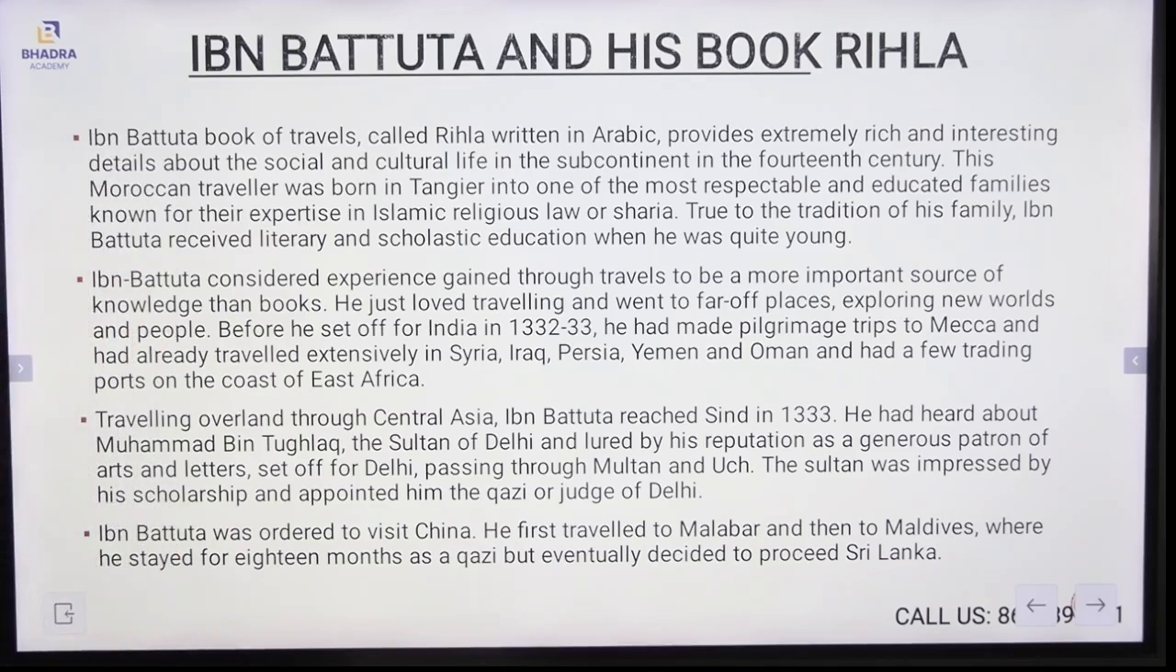Ibn Battuta was ordered to visit China. He first traveled to Malabar and then to Maldives, where he stayed for 18 months as a Qazi, but eventually decided to proceed to Sri Lanka.